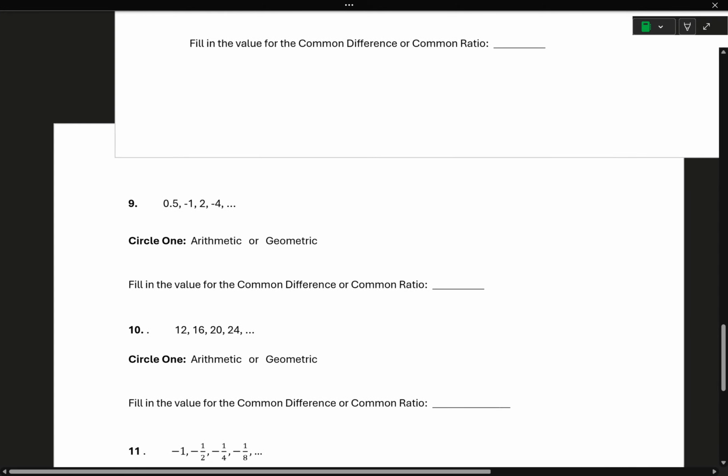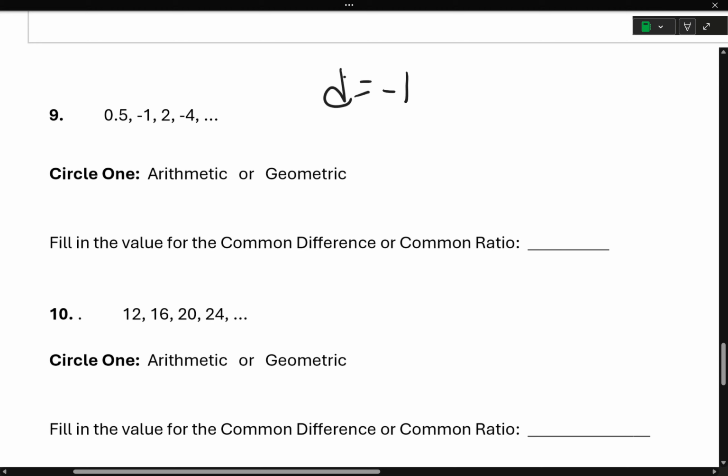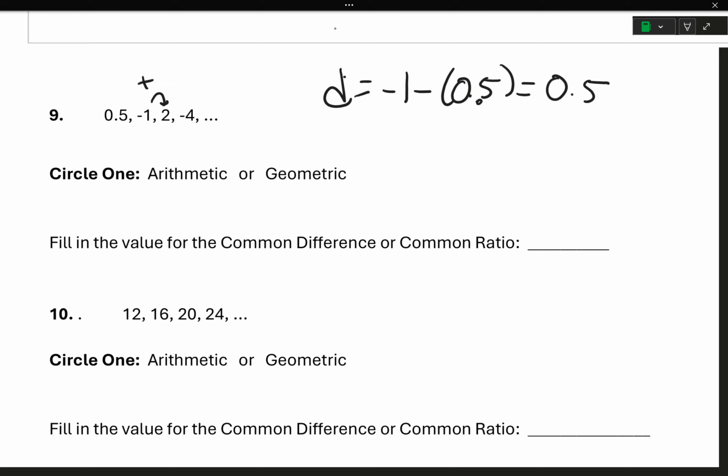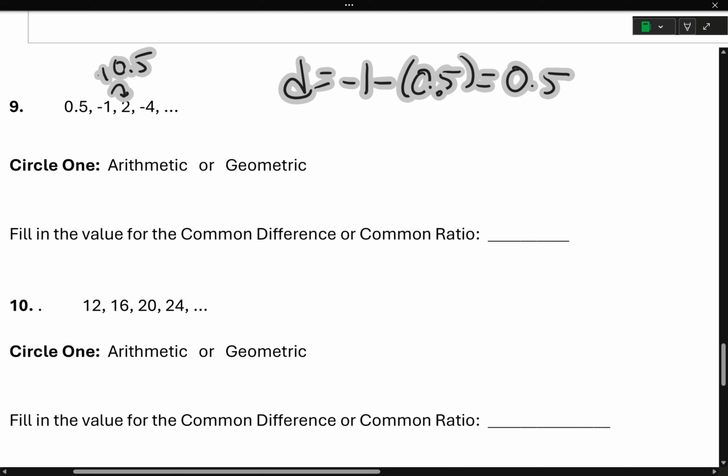Number 9. Let's try arithmetic first. Common difference. Oh, now we zoom in. We're going to do negative 1 minus 0.5 because it's term 2 minus term 1. And we get 0.5. Well, let's see if that works. Is negative 1 plus 0.5 2? No. So it's not arithmetic. Well, that means it's geometric. There's only one other option.